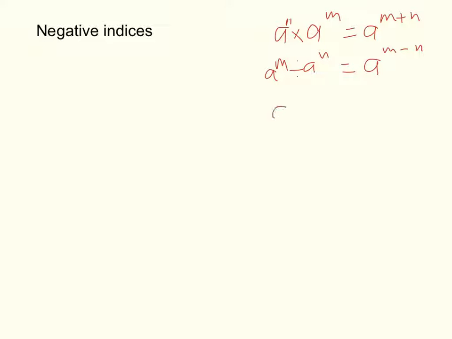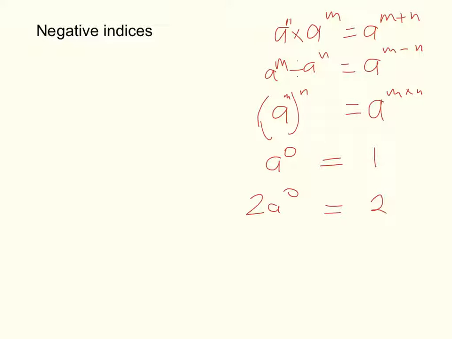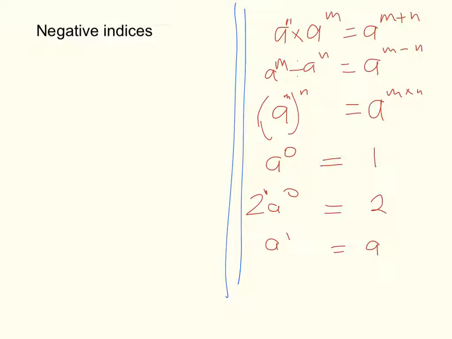If I've got some brackets involved, so if I've got a to the power of m all to the n, that's a to the power of m times n. And if I've got a to the power of 0, that's just 1. If I've got 2a to the power of 0, that's just 2, because of course that has a power of 1. And if I've got a to the power of 1, that's just the same as a. So those laws still stand true here. Okay, we're not doing something different, we're just adding to our set of rules.